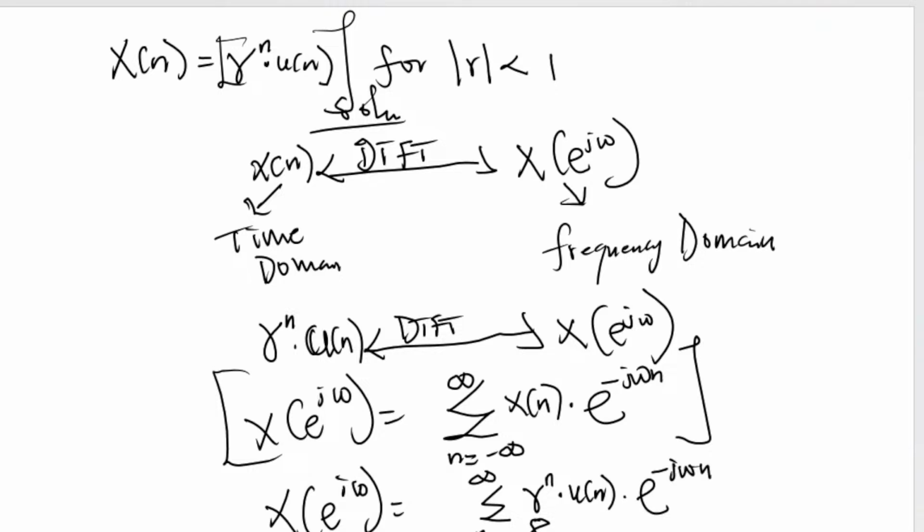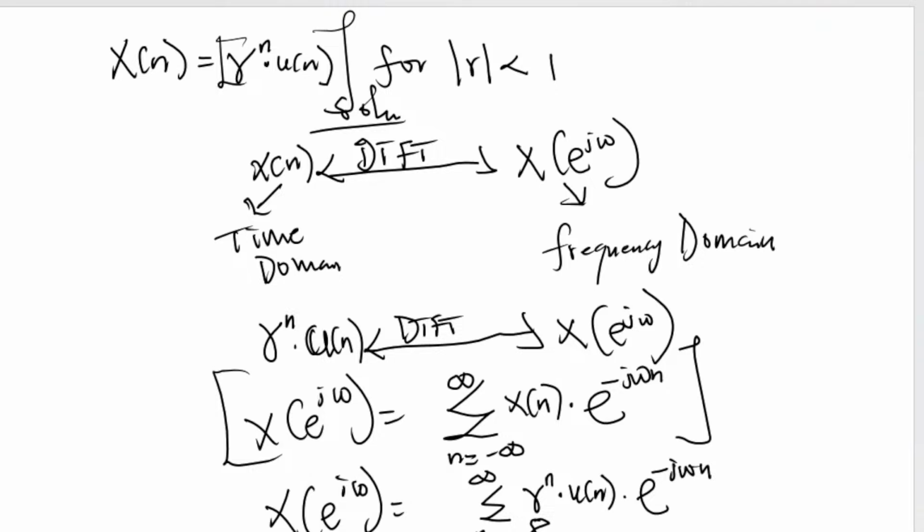Your equation still remains the same, but the only difference is that in place of x of n, we are representing x of n with the new signal that was given to us, which is R raised to the power of n multiplied by u of n. Now, what's the next thing you do? Remember, I told you about standard signals, and I said you need to know the standard signal given to you in your question.